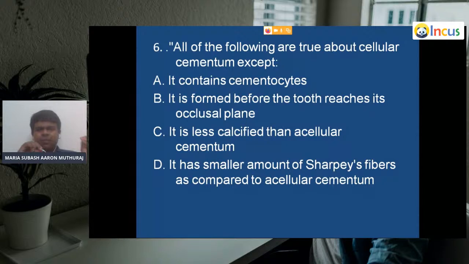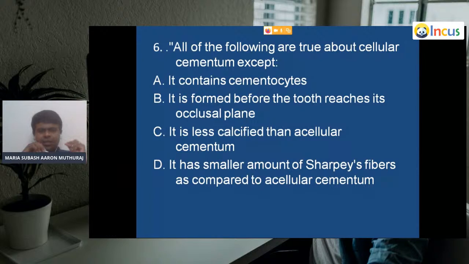Cellular cementum is formed after the tooth reaches the occlusal plane, whereas acellular cementum is formed before the tooth reaches the occlusal plane. Therefore, option B is wrong. And cellular cementum is less calcified. It is actually less calcified when compared to acellular cementum.